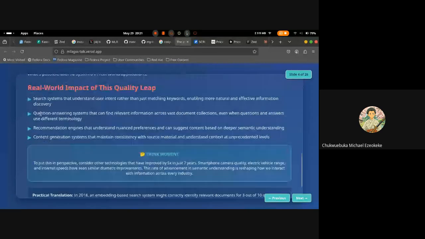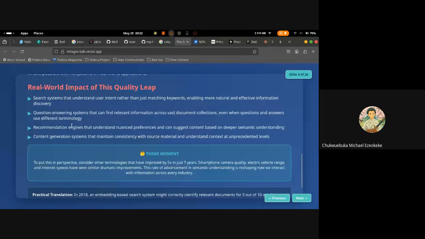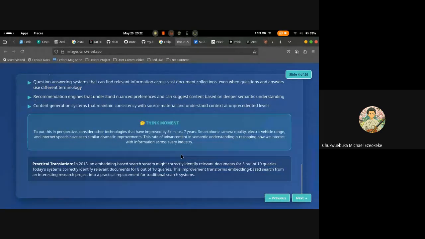So what are the real world impacts of this improvement in embedding models? Systems that can understand users' intent rather than just matching words have really helped in LLM products. Then question answering systems that wouldn't hallucinate but are factual and can help in finding relevant information. And we also have recommendation engines. So I'm just putting it here.